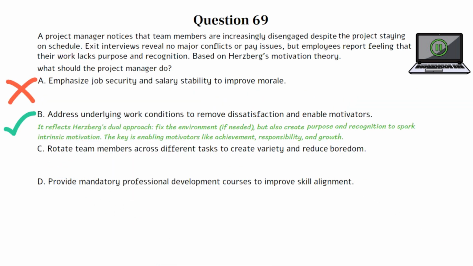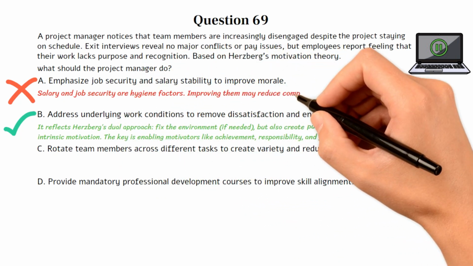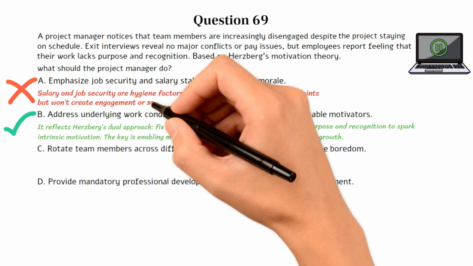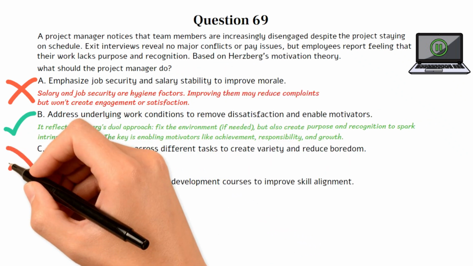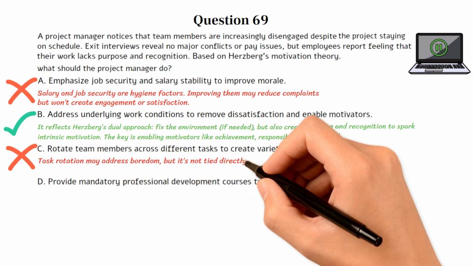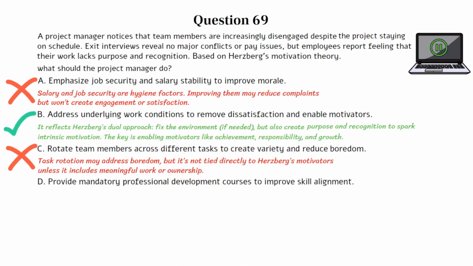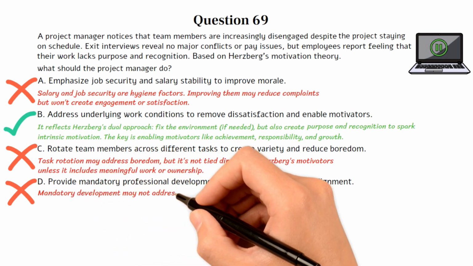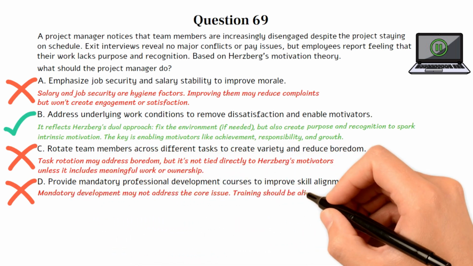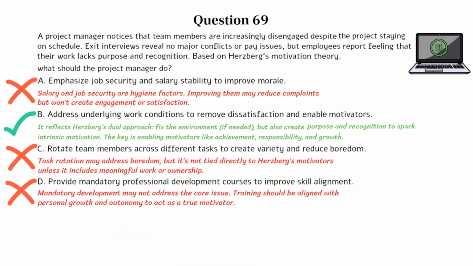Choice A is incorrect. Salary and job security are hygiene factors. Improving them may reduce complaints but won't create engagement or satisfaction. Choice C is incorrect. Task rotation may address boredom, but it's not tied directly to Herzberg's motivators unless it includes meaningful work or ownership. Choice D is incorrect. Mandatory development may not address the core issue. Training should be aligned with personal growth and autonomy to act as a true motivator. Let's move on to the next question if you're ready.